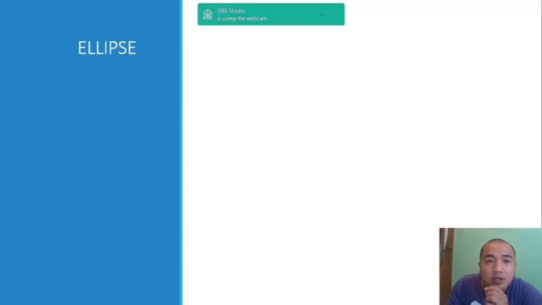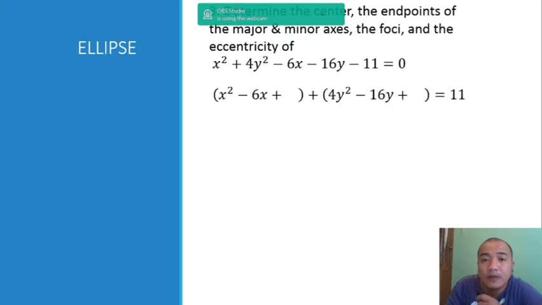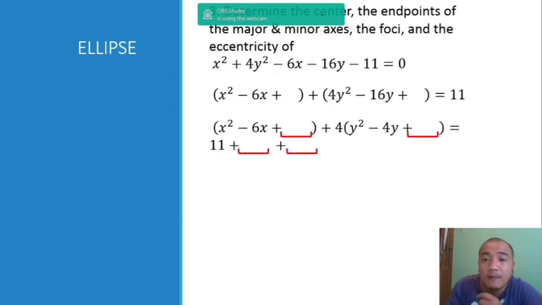Okay? So we have also here number 3. Determine the center, the endpoints of the major and minor axis, the foci, and the eccentricity of x squared plus 4y squared minus 6x minus 16y minus 11 equals 0. Yan. So since the given equation of the ellipse is in general form, we will transform this equation to its standard form by completing the square. Yan. Transpose negative 11. Then, yan, regroup the terms.